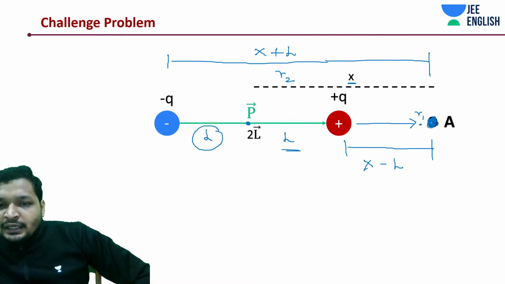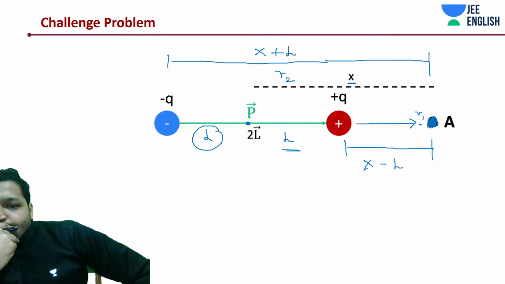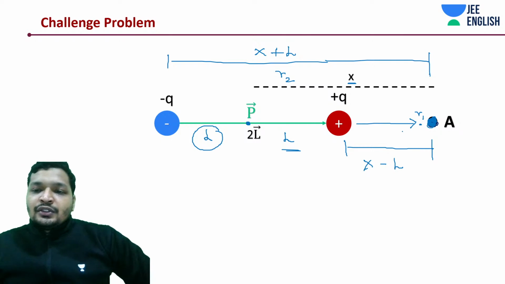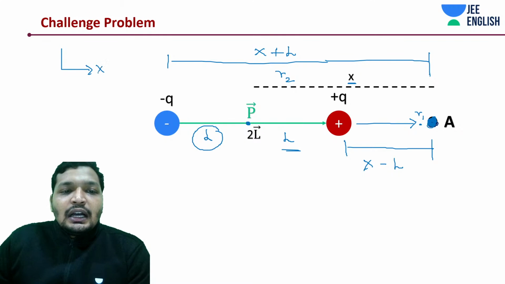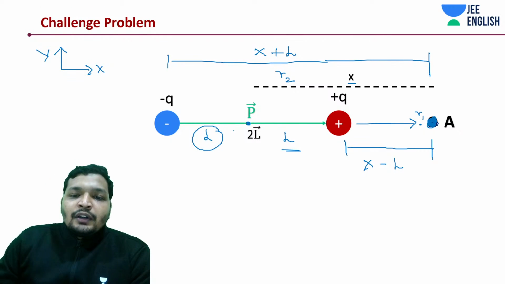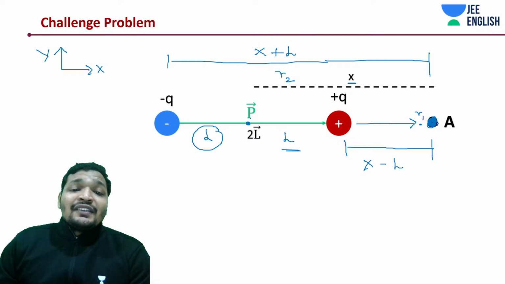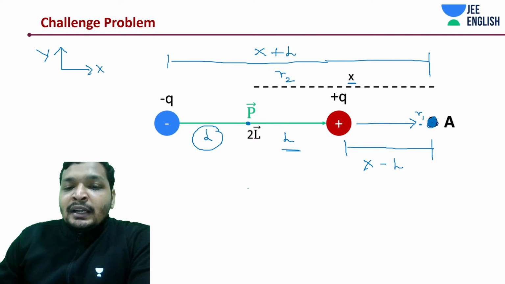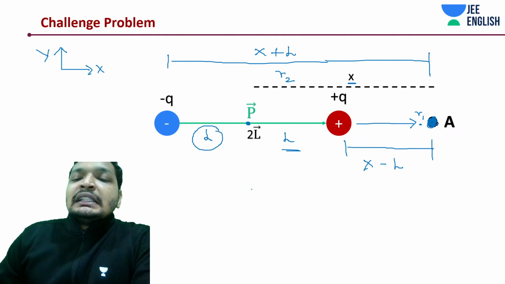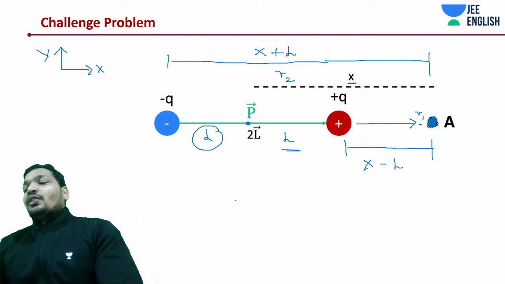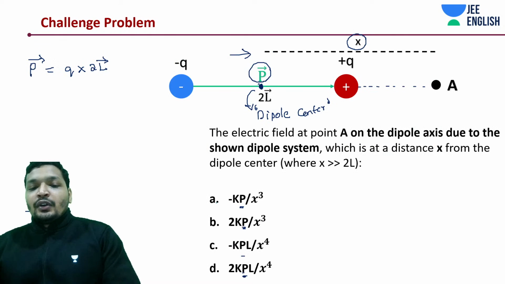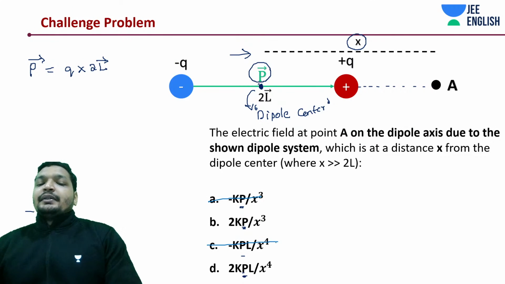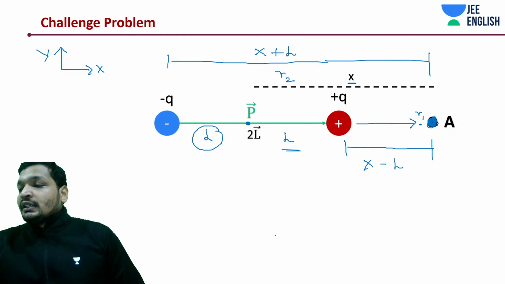At this point it is nearer to the positive charge, hence your net electric field should be positive. If we assume this to be an x-axis and a y-axis, temporarily assume it. Dipole moment is a vector quantity, not a scalar, and the electric field should be in the direction of the dipole. For a point on its dipole axis, the dipole moment and electric field will be in the same direction, given that it lies on the positive charge side. Hence A cannot be right and C cannot be right. It's nearer to positive charge, hence this should be true, isn't it?